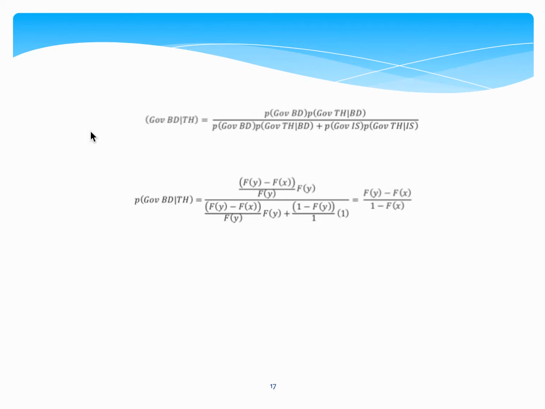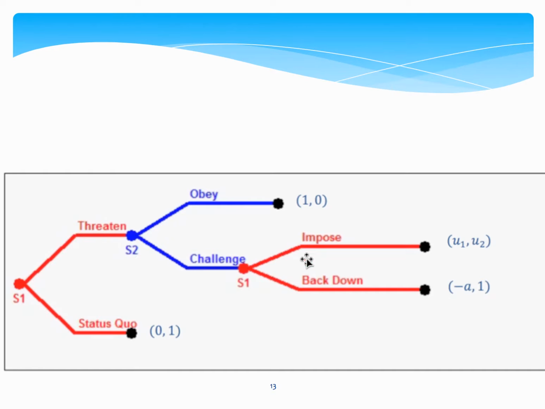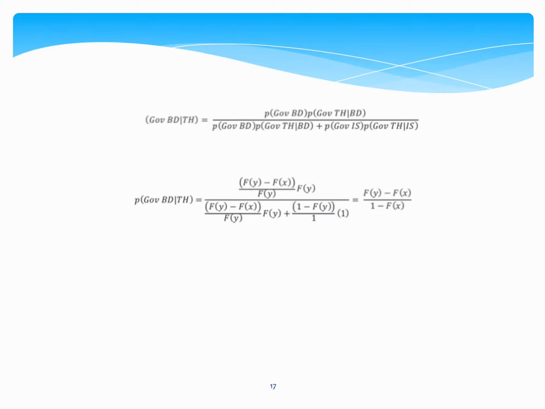And then government backing down, given sanctions are threatened. Just before, we looked at the government imposing sanctions, given sanctions are threatened, so we get the probability of this strategy, and now we are getting the probability of this strategy.